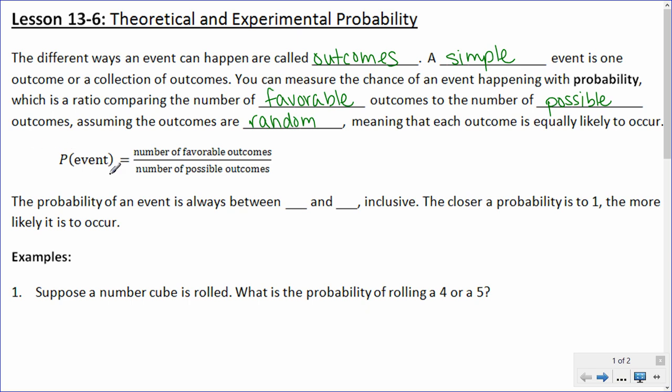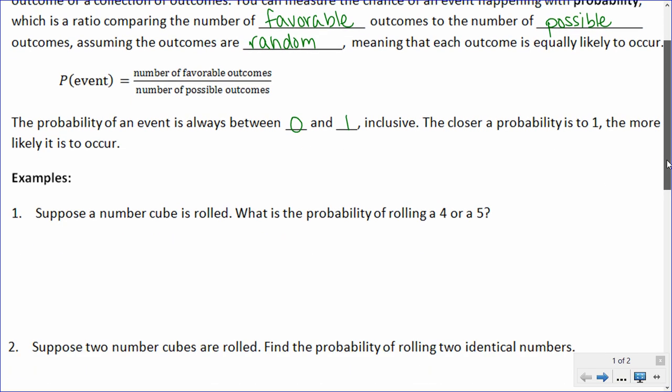So this is the notation we use for probability. This is read as the probability of an event, whatever that event happens to be. And that's equal to the number of favorable outcomes over the number of possible outcomes. Now, because the favorable outcomes will be less than or equal to the possible outcomes, probability of an event is always between 0 and 1 inclusive, which means it can be exactly 0 or exactly 1. The closer a probability is to 1, the more likely it is to occur.